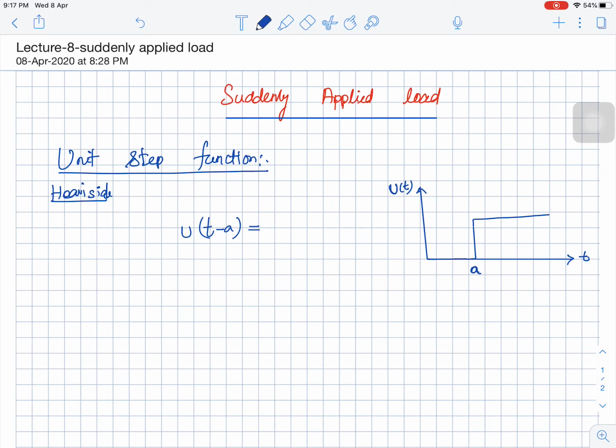So in this case, when t is less than a, it becomes 0. When t is greater than a, it is 1. When t is equal to a, it is 1 by 2. So this is the definition of the Heaviside step function.